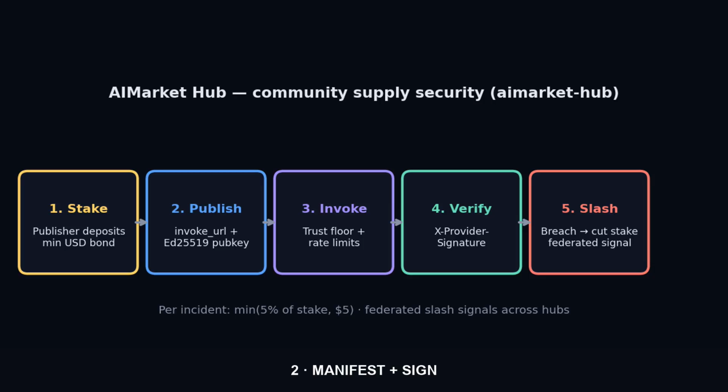Write capability.json: product ID, capability ID, price in USD, input schema. Sign responses with Ed25519, canonical JSON, X-Provider-Signature header.